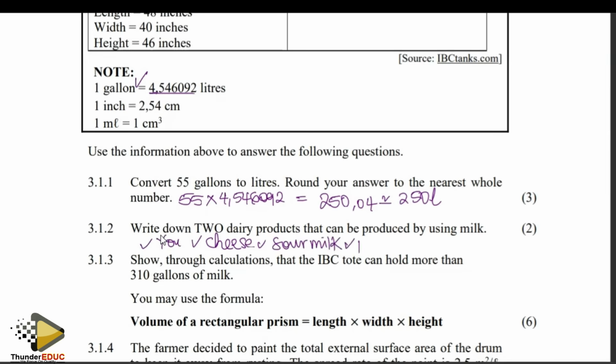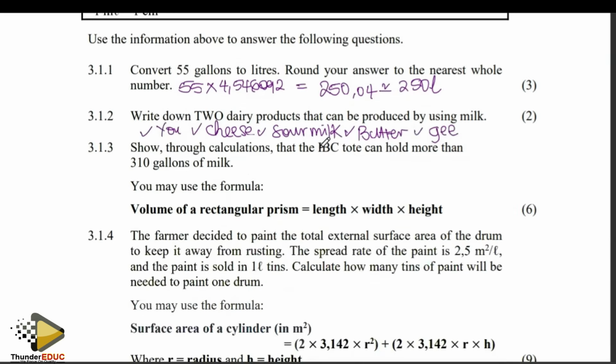They also produce what we call margarine, or we can say butter. There's one that's called ghee. It's used to make food. These are all products from milk. You can add on any that you know.